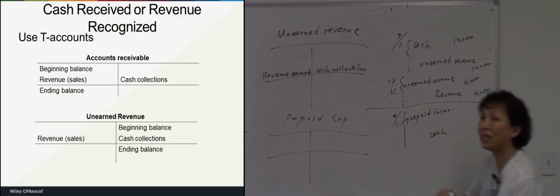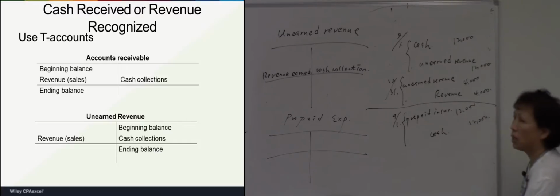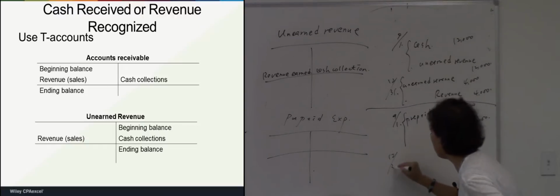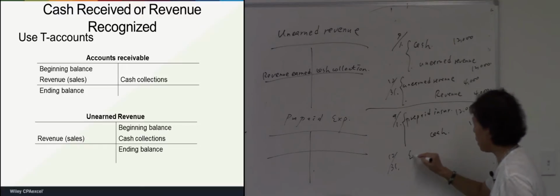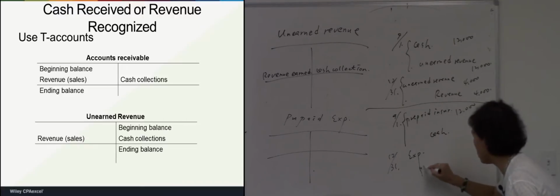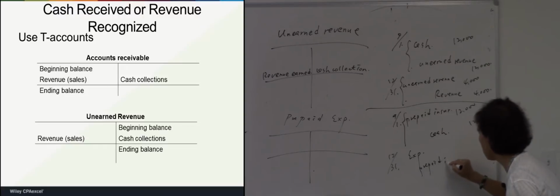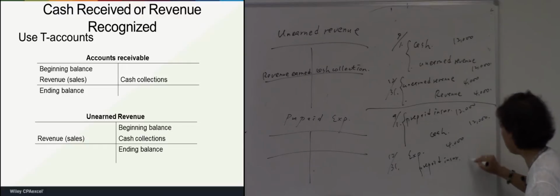For the entire amount, which is 12,000. On December 31st, 4 months have passed, so the expense for 4 months is already incurred. Then should I record expense? Yes. So I debit expense and I move prepaid insurance to the credit side for only 4 months, which is 4,000.